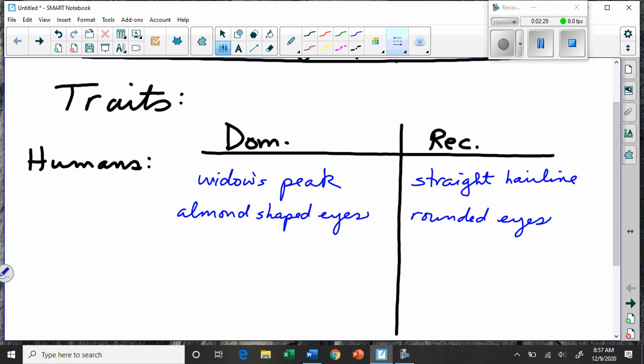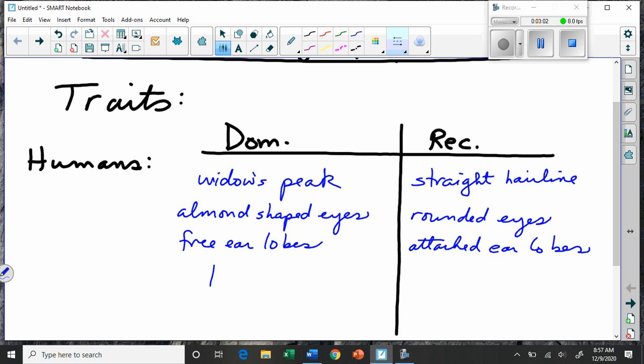Earlobes, if you look at earlobes, sometimes the earlobes are free, sort of hanging, but some people's earlobes go right down and attach to the side of the face, so there's no little dangly part. So we call that free earlobes, or attached earlobes. Attached earlobes, that's the recessive version of that trait.